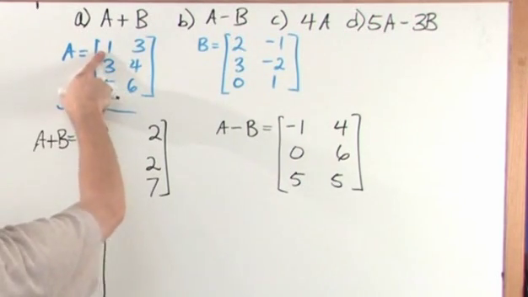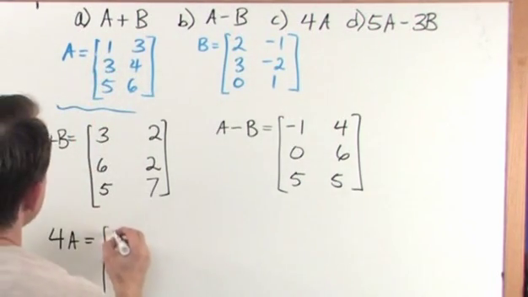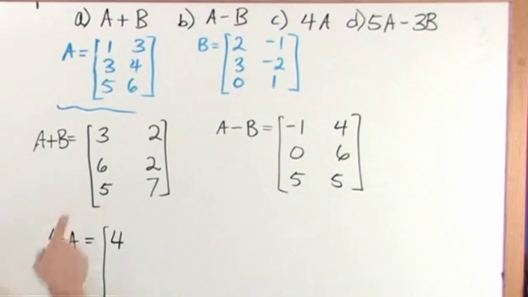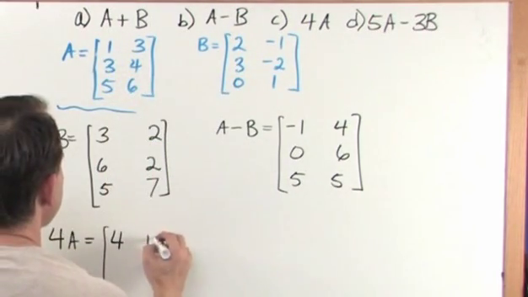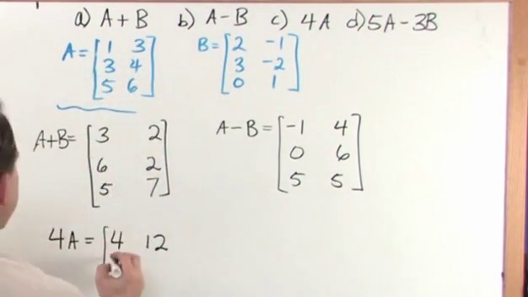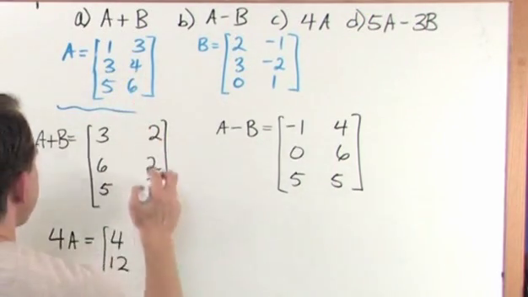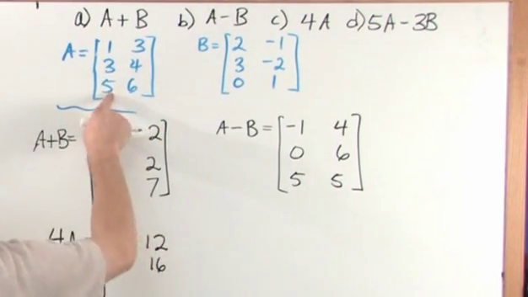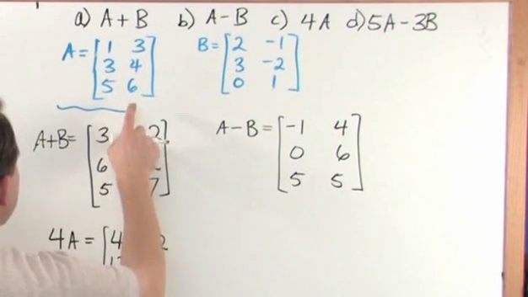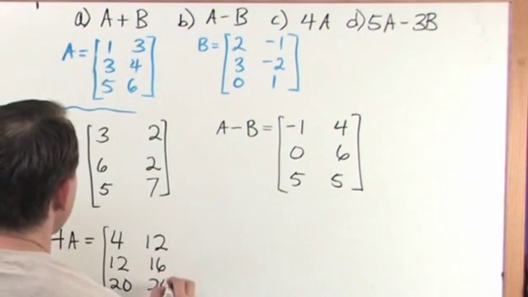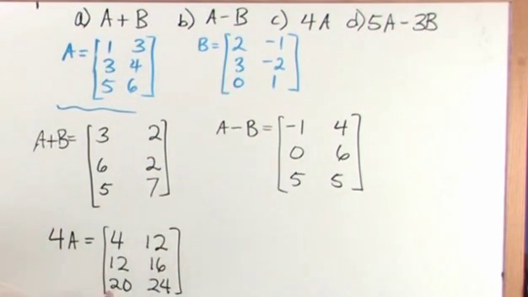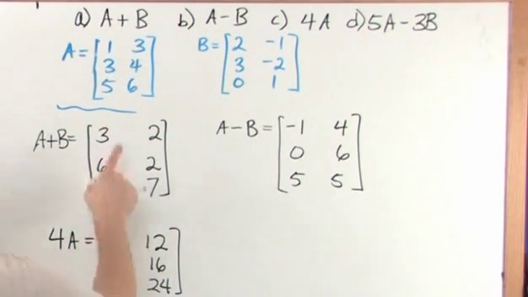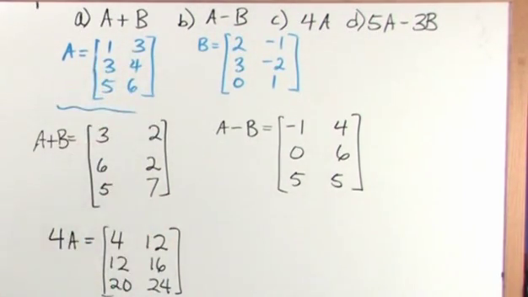So starting up at the top, 4 times 1 gives you 4. So you put it here. 4 times 3 gives you 12. 4 times 3 gives you 12. 4 times 4 gives you 16. 4 times 5 gives you 20. 4 times 6 gives you 24. So you should get 4, 12, 12, 16, 20, 24. So again, you go element by element. When you multiply by a scalar, you're literally just multiplying every single element by the number outside.